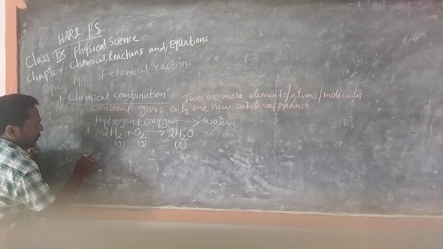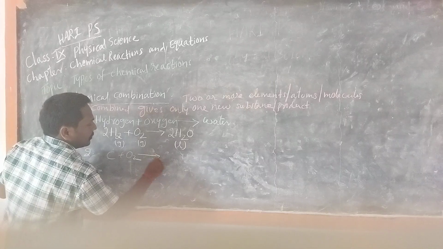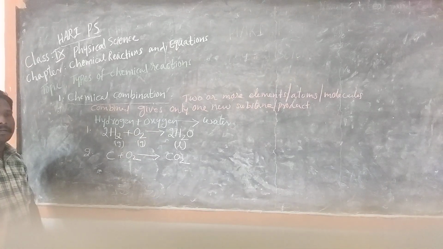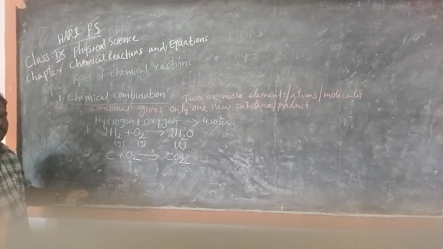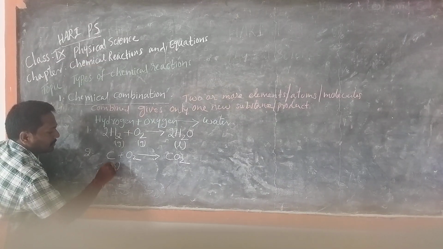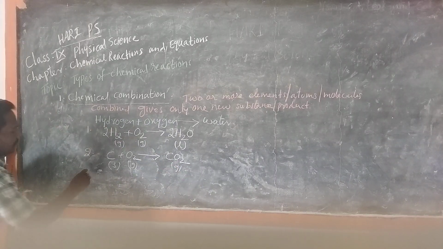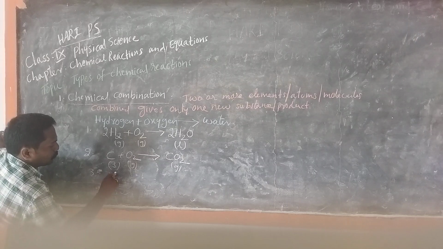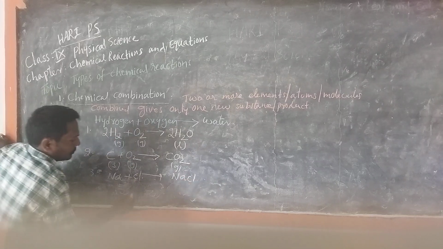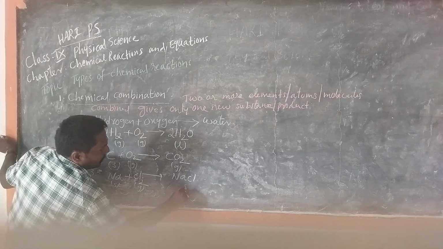Then example 2: carbon plus oxygen gives rise to carbon dioxide. This is also an example of chemical combination. As we know, carbon is a solid, oxygen is a gas, and carbon dioxide is also a gas. Then one more example: sodium reacts with chlorine and gives sodium chloride. Sodium is a solid, chlorine is a gas, and sodium chloride is a solid.